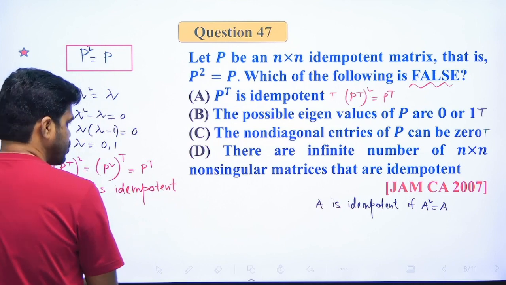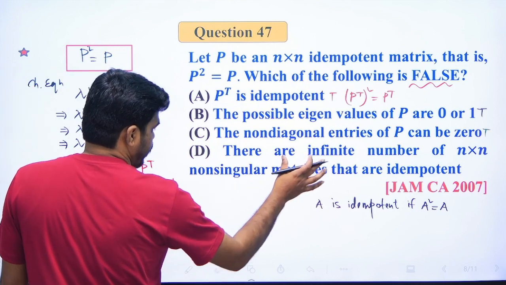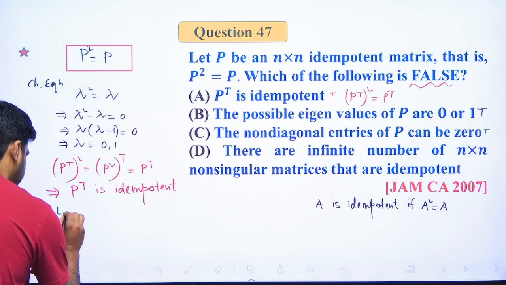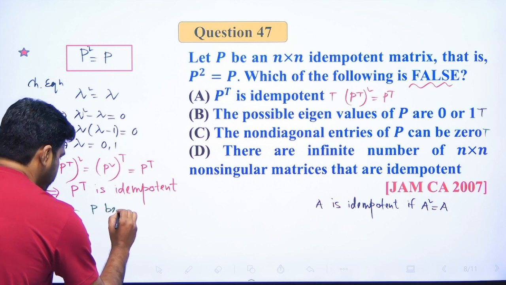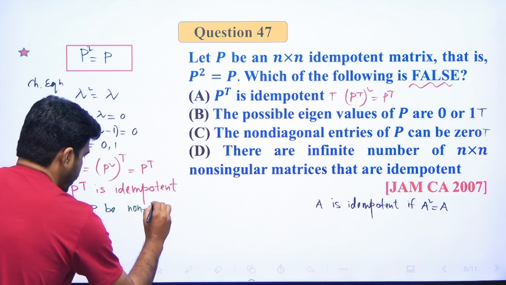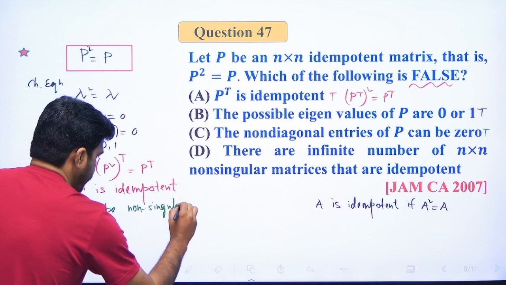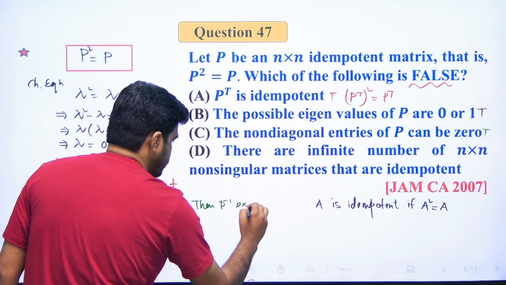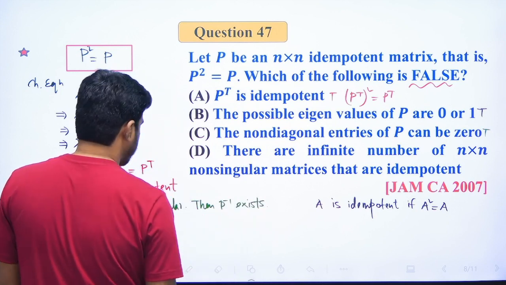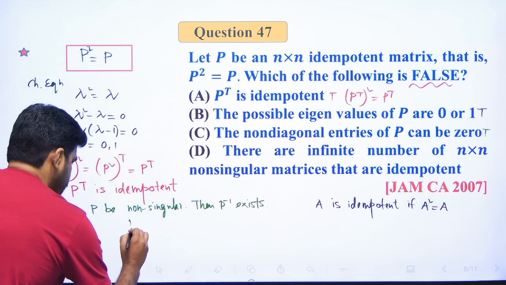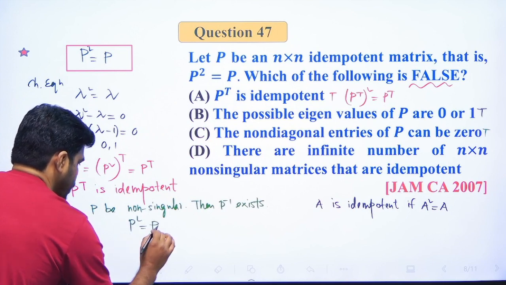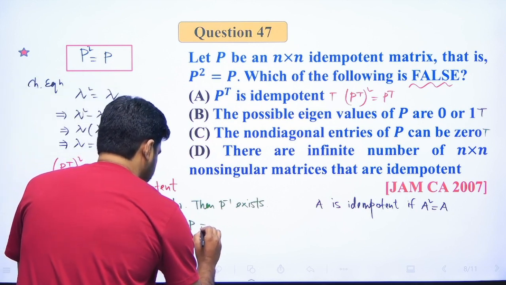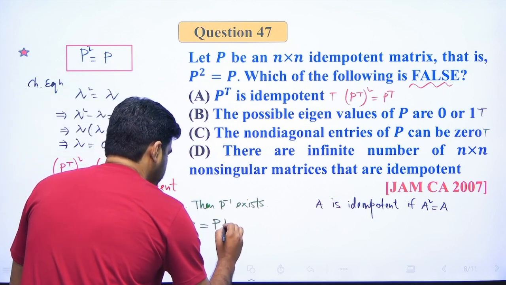See, let us consider option D, infinite non-singular matrices, right? So suppose P is non-singular, then P inverse exists, right? Since P is non-singular, and it is given that P square is equal to P, multiply by P inverse, so that P is equal to the identity.